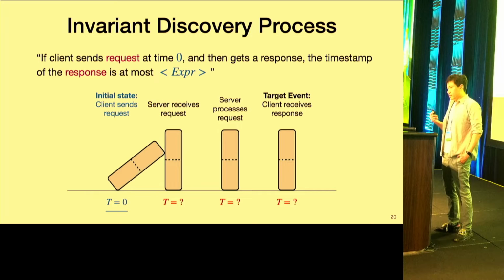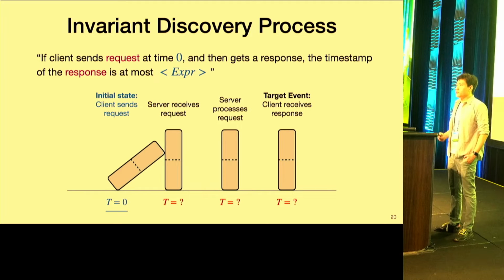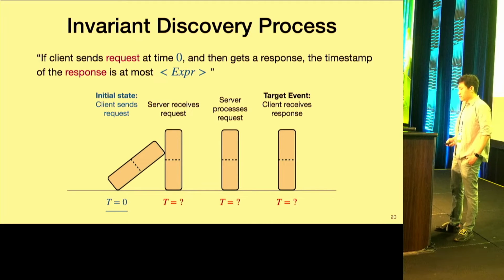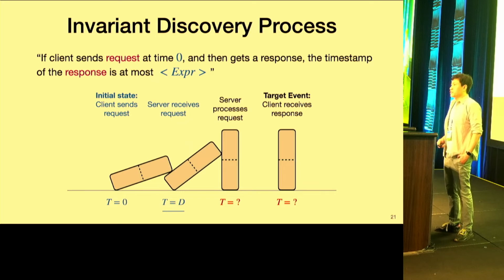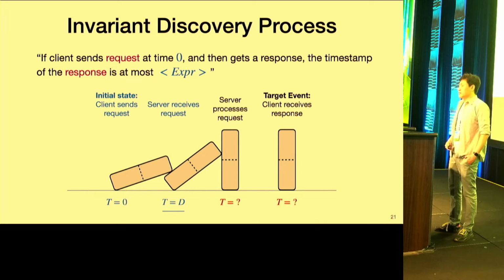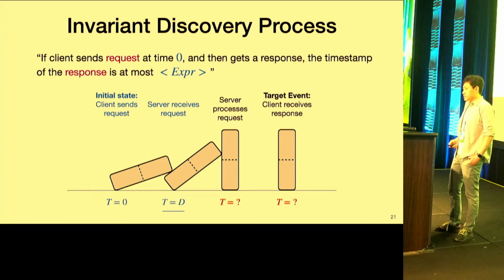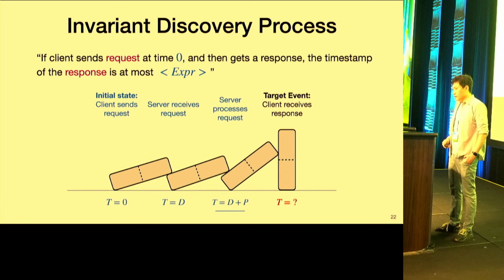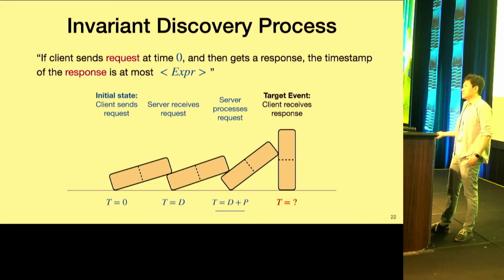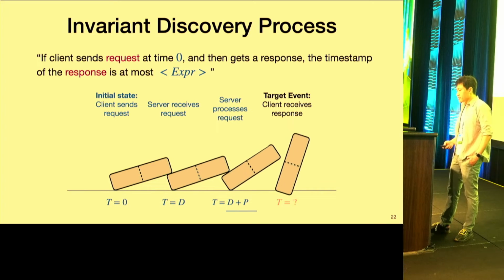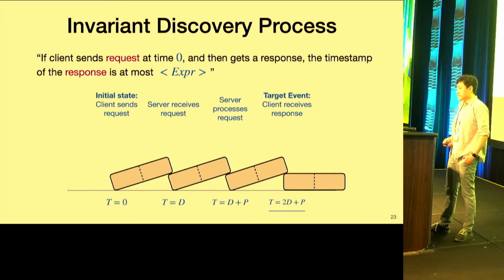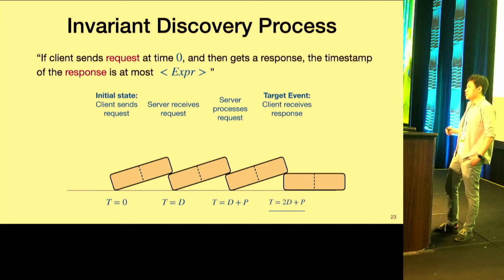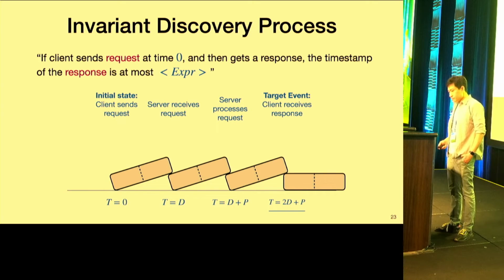Here, we know that the client sends the request at time 0, and that's our first domino tipping over. The first domino falling implies that the second domino falls next. The server receives the request after some message delay D. As a result, the server finishes processing after some additional time P. And finally, this means that the client must get the response after 2 message delays plus P.